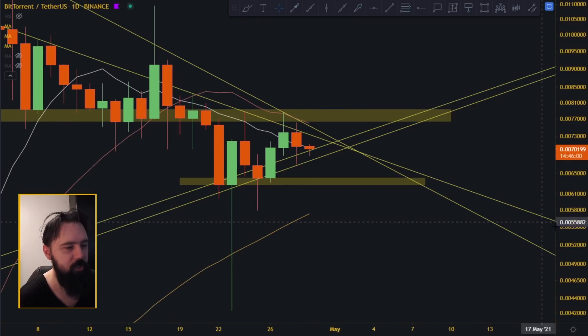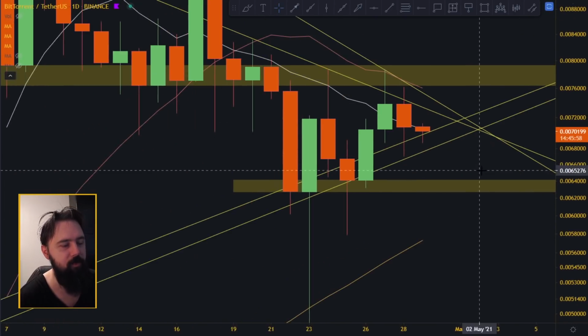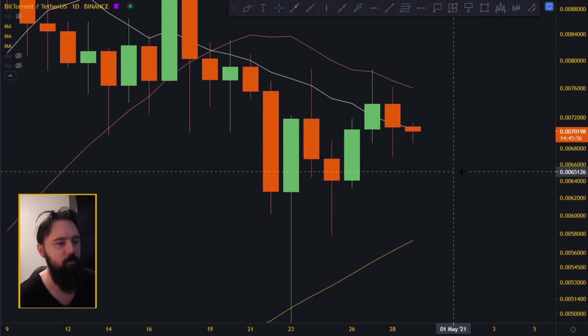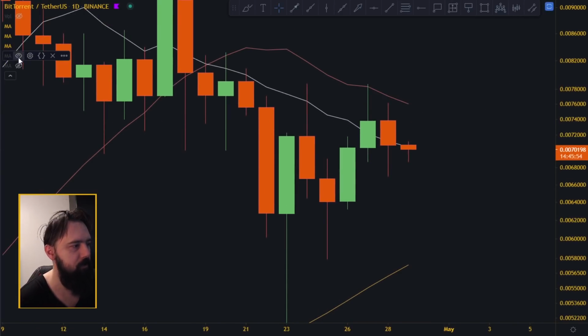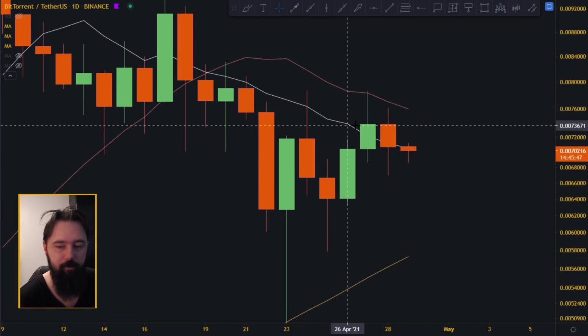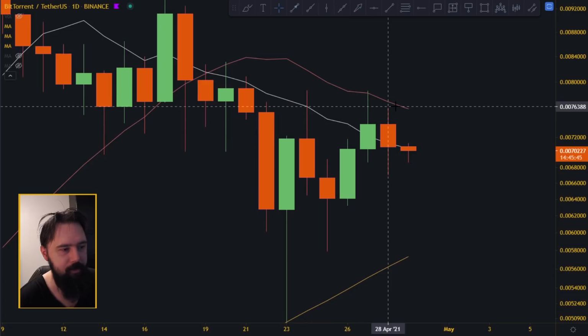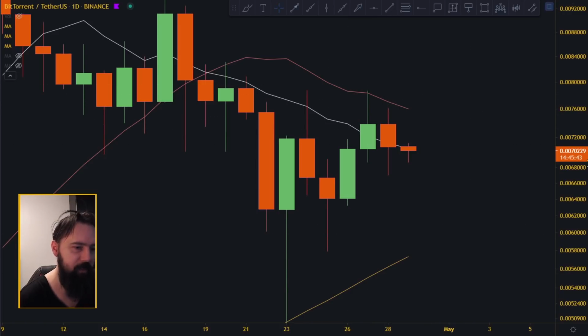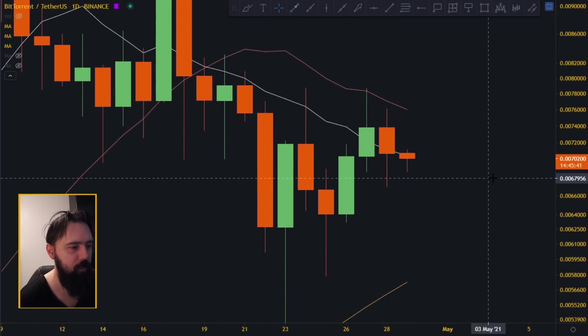Pop down some moving averages. You can see here, and here's the bearish part of the video. Let me remove these lines. This white line, that's the 10 moving average, and this is the 20 moving average, and that's the 50 moving average. You can see that. No, you cannot see that.